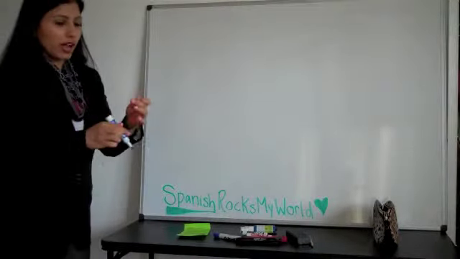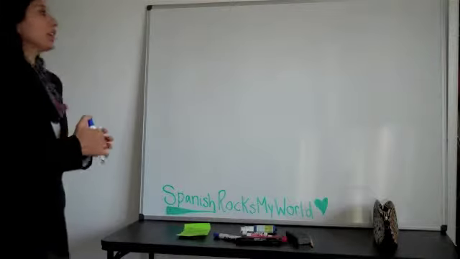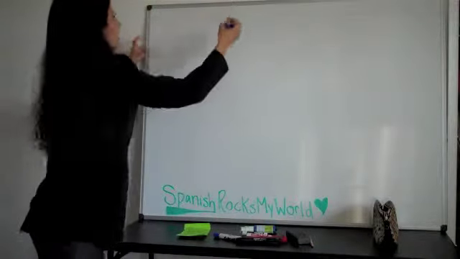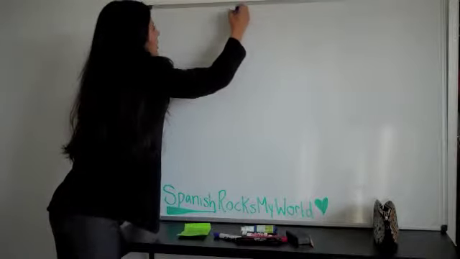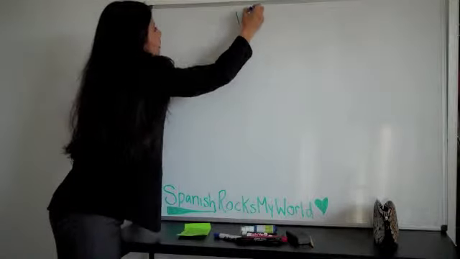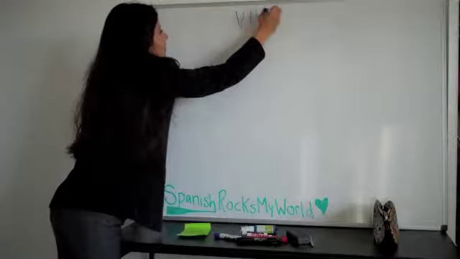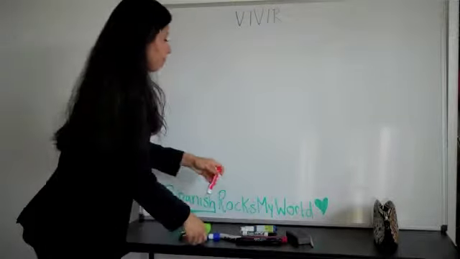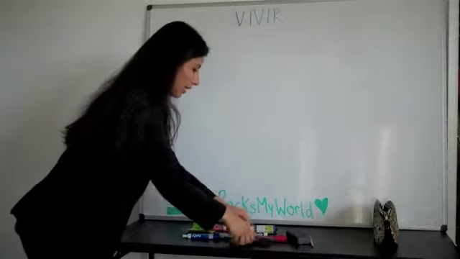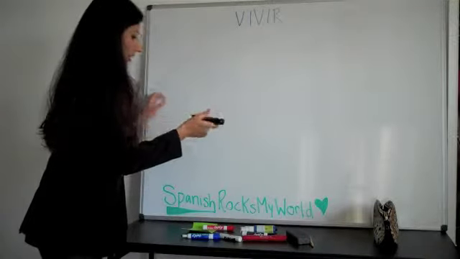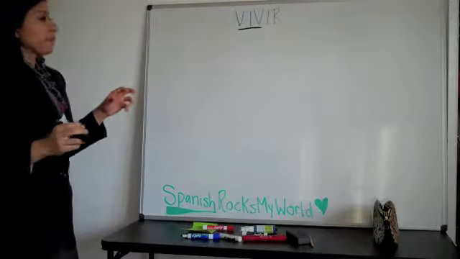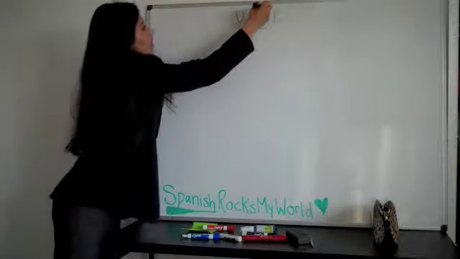So IR verbs are obviously verbs that end in IR. A regular IR verb would be vivir. And this part here, viv, is what's called the stem, okay? So we're going to box that.